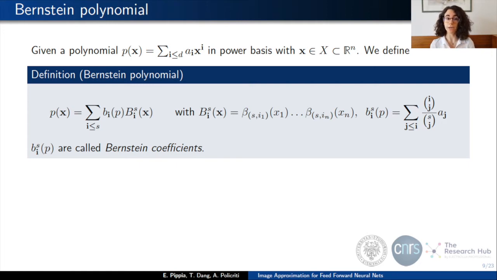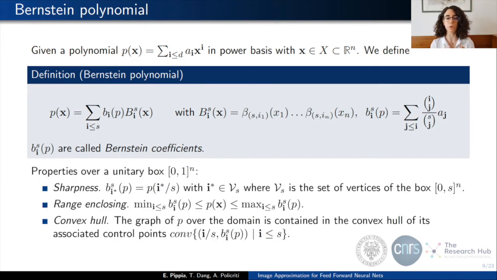We can define the Bernstein polynomial as follows, where the b_i are the Bernstein coefficients. In this expansion, the Bernstein coefficients have some important properties. In particular, we will use these three. The sharpness, that means that some of the Bernstein coefficients match exactly the value of our polynomial function.